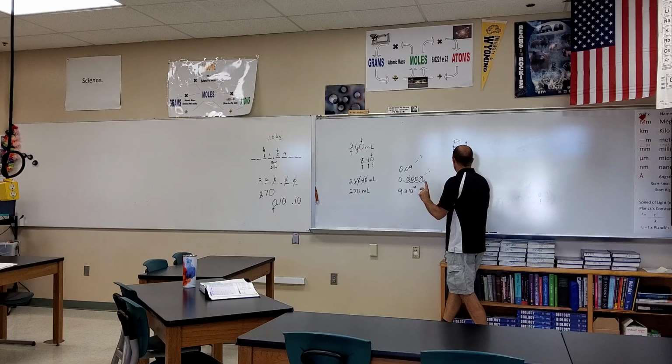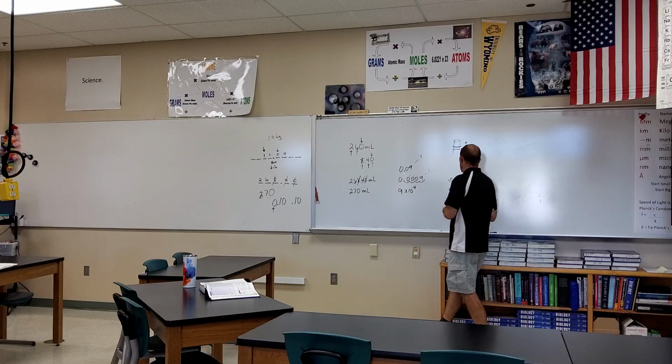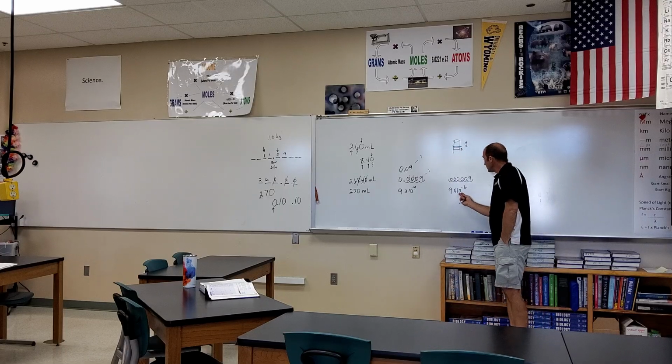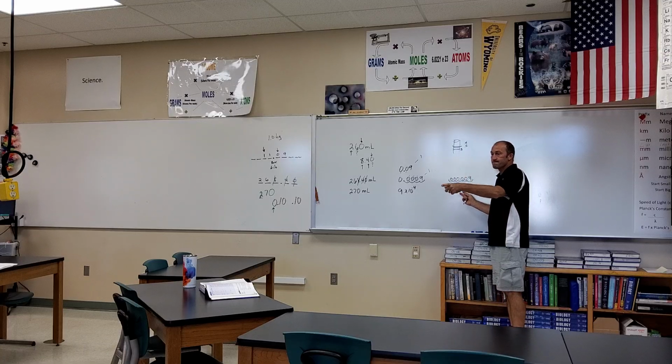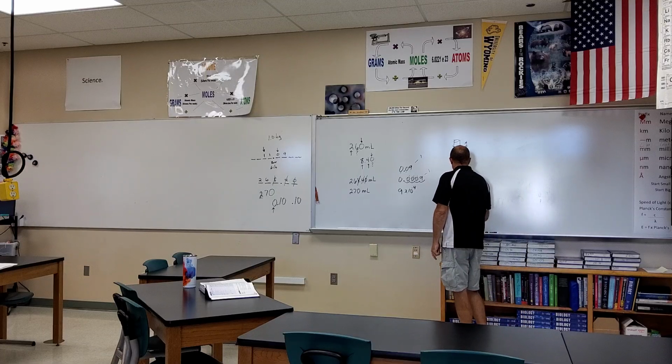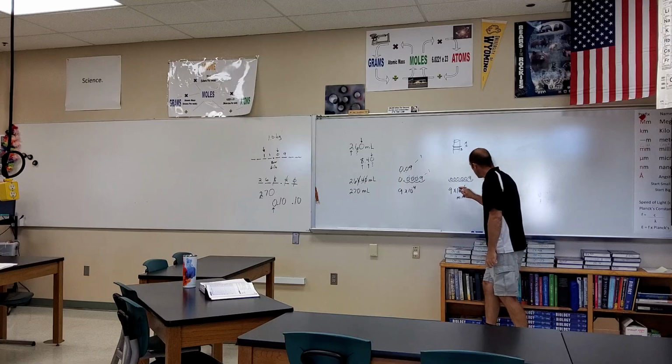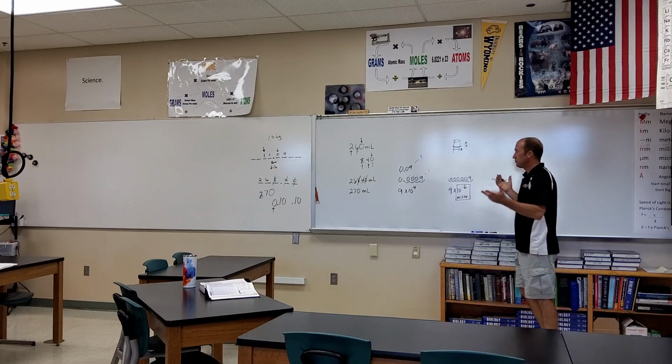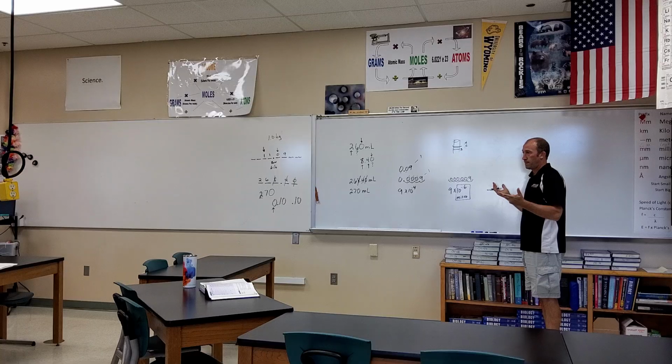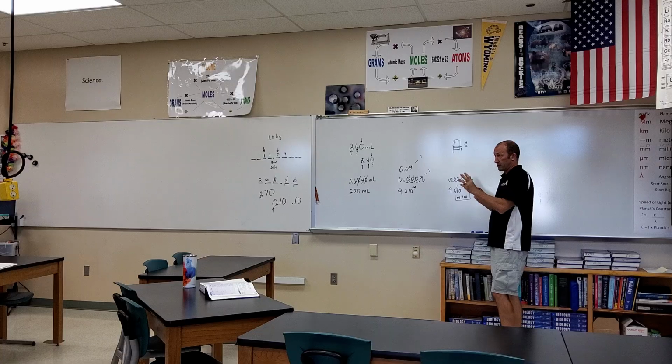9 times 10 to the negative 6. All of our metric prefixes have exponent definitions. Well, what is the definition of 10 to the negative 6? Micro. Okay, so these two things mean the same thing. So you could put 9 micro, but what would it be? Micrometer.